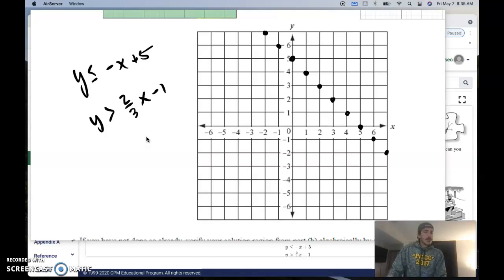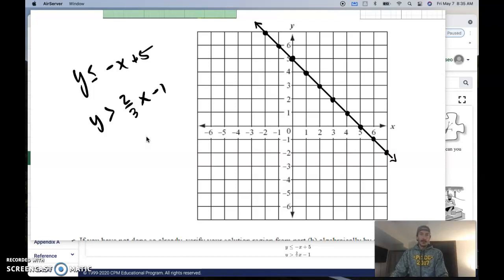Now before I go ahead and draw that line, let's look at our symbol. It's less than or equal to. And that less than or equal to symbol means I have a solid line, because of course it means that points on the line are a solution. So I'm just going to draw myself a quick solid line, and ta-da!